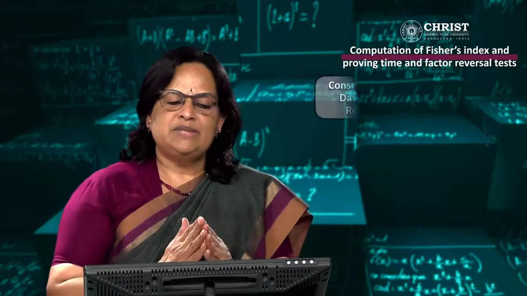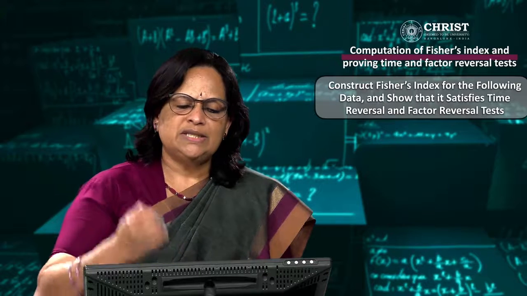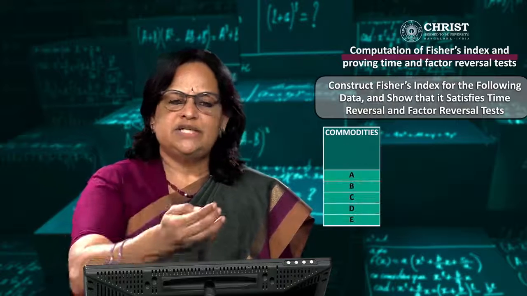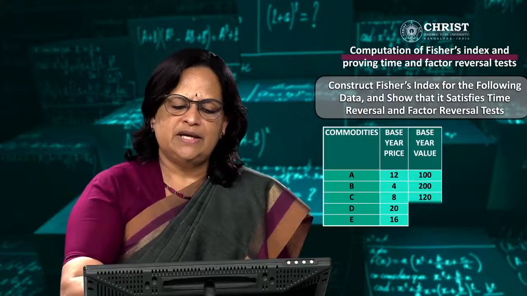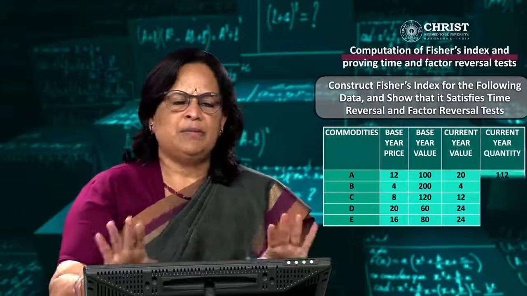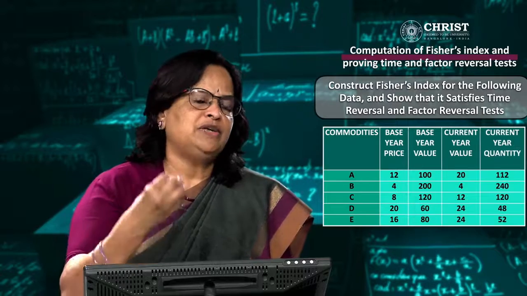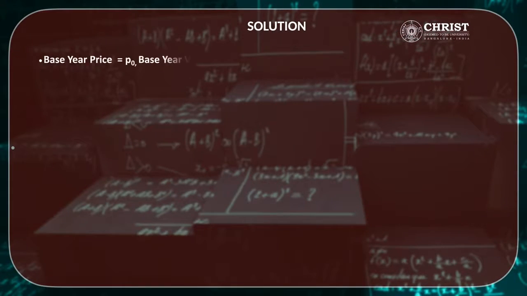So the second problem is: construct Fisher's index from the following data and show that it satisfies time reversal and factor reversal test. So here commodities A to E and base year price is there, base year quantity is there, current year price is there and current year quantity. So this is a direct problem, whereas in the first problem you have to remember when values are given, you have to find out the missing value from the information. Now we have to do the computation. The solution is explained in the table.